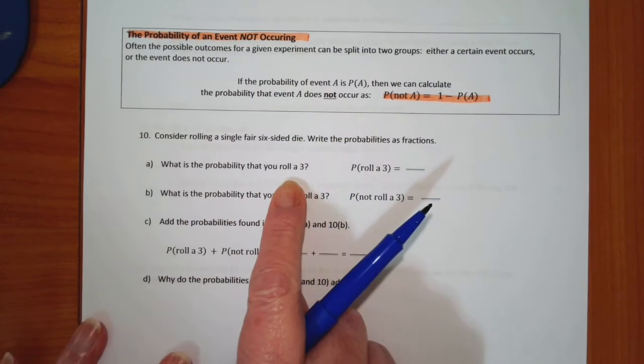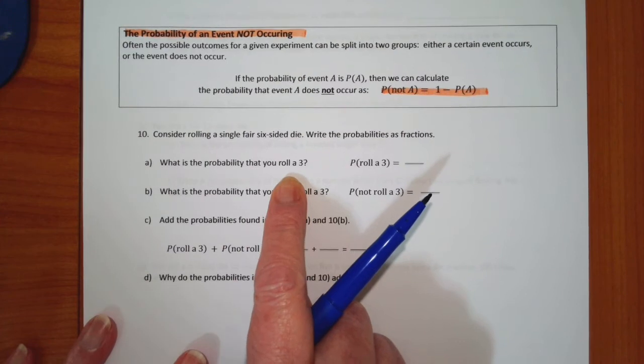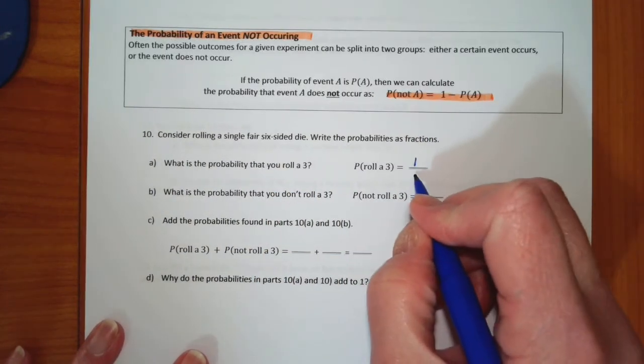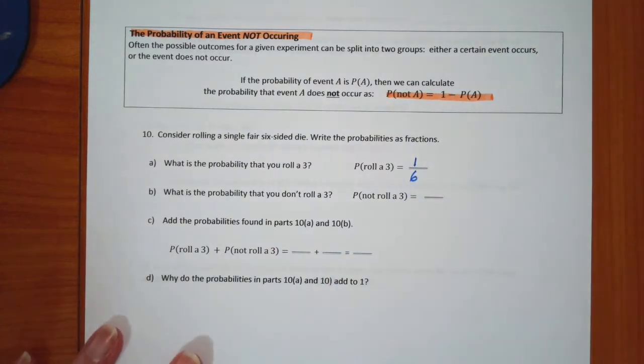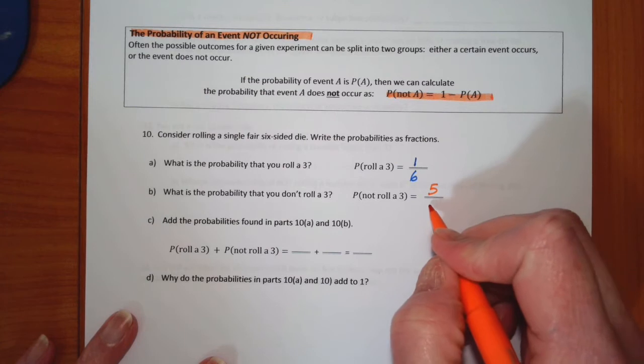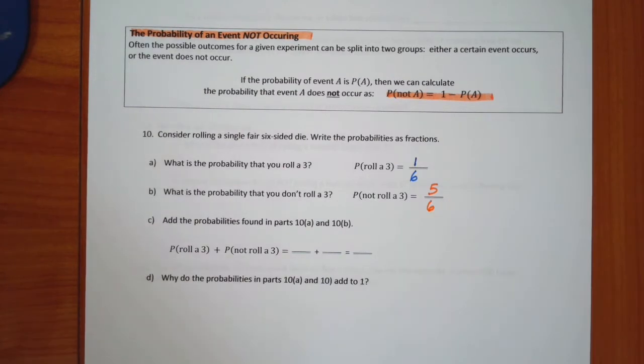So what is the probability that you roll a 3? Of course, that's a theoretical probability. There is 1 opportunity out of 6 possibilities. What is the probability that you do not roll a 3? Well, that's either a 1, a 2, a 4, a 5, or a 6, which means that there are 5 possible ways out of the 6 equally likely outcomes.